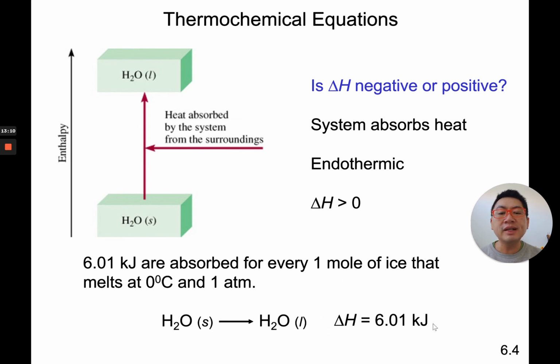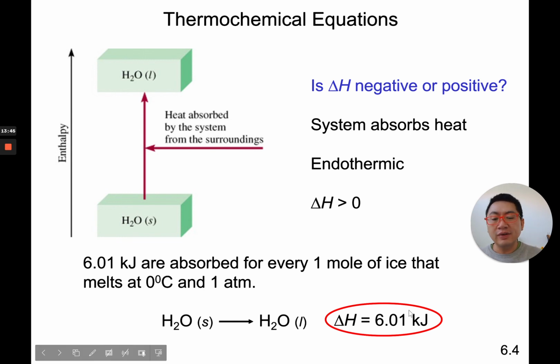What we write next to the equation is this: delta H is equal to positive, endothermic positive, it absorbs heat. Delta H is equal to positive 6.01 kilojoules. So in a chemical equation, which should be balanced, next to the balanced chemical equation you'll see delta H is equal to some number. Positive endothermic, negative exothermic.